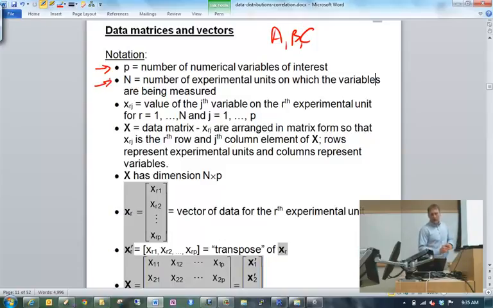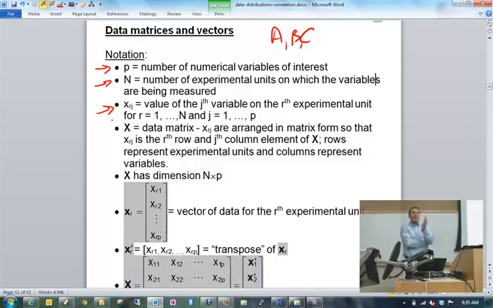Capital N is always going to be the number of experimental units or number of observations that we will have. At least in this class, an observation will be the same as an experimental unit. In a Stat 802 setting, you might talk about something a little bit differently, but that's what it will be in this particular class. So capital N is always the number of experimental units. And we'll use a little x sub rj to denote the jth variable in the rth experimental unit.